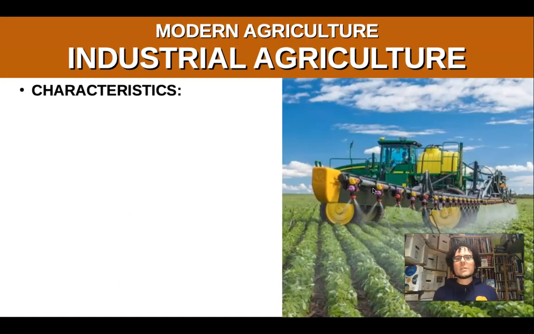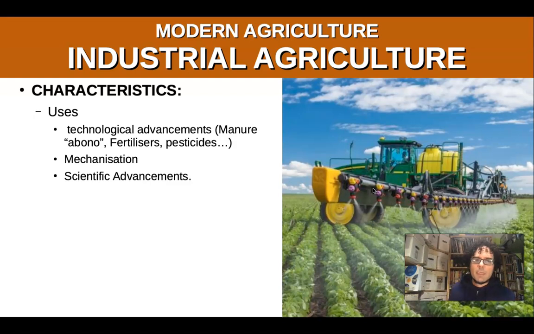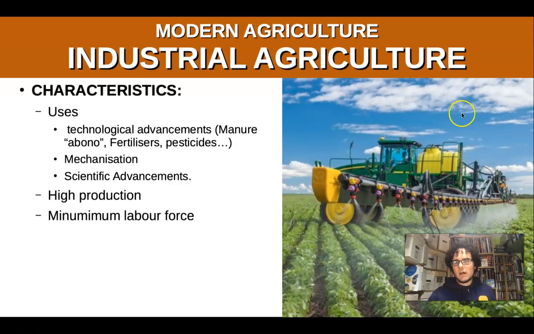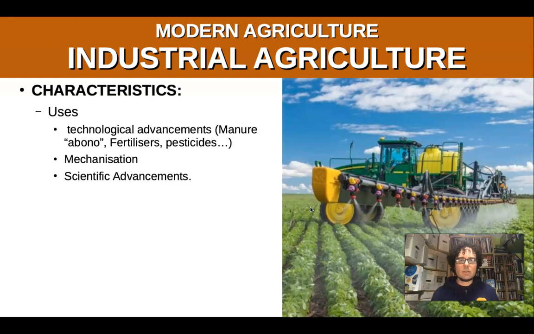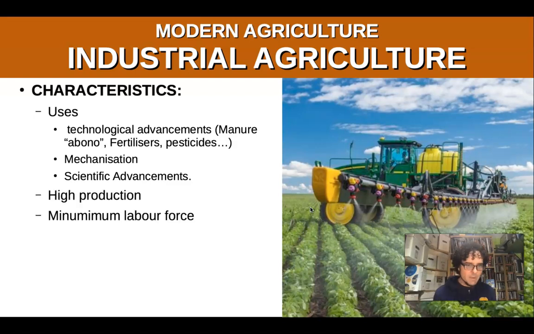Okay. What is the industrial agriculture? What are its characteristics? It uses technological advancements like manure, fertilizers, pesticides. It uses as well mechanization, as you can see in this photo. We don't have a farmer with animal or person support to cultivate. We have a machine. It's a mechanized agriculture. And it also uses scientific advancements.